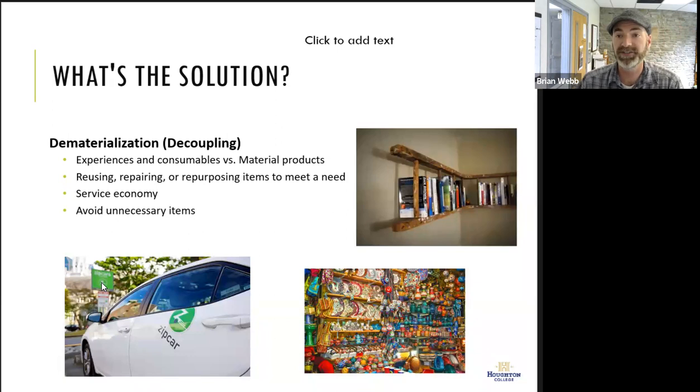The service economy, like car sharing services, is part of that. Doing more of reusing things, repairing things, repurposing things, like using this old ladder for a bookshelf, for example. Avoiding unnecessary items like trinkets or souvenirs or things that we don't really need. Focusing on experiences and consumables rather than material products, simplifying our lives. These are more on the individual style thing. We'll talk a lot more about how industry and corporations and governments can focus on this decoupling. It's a difficult thing to work toward, but that's where the solutions lie.